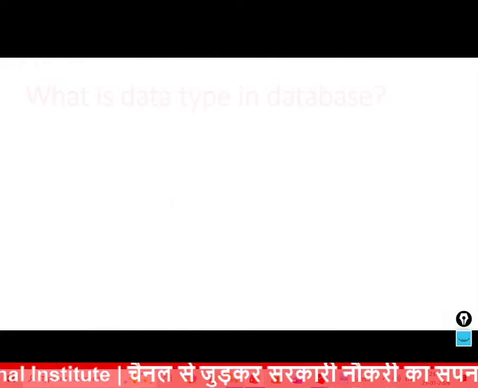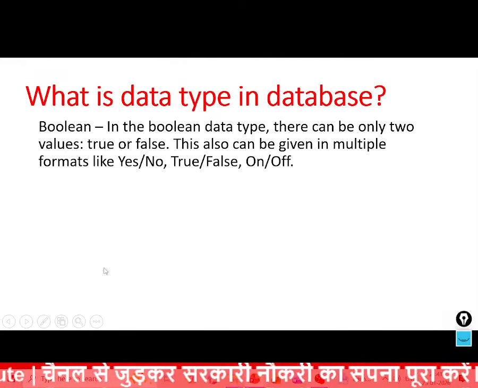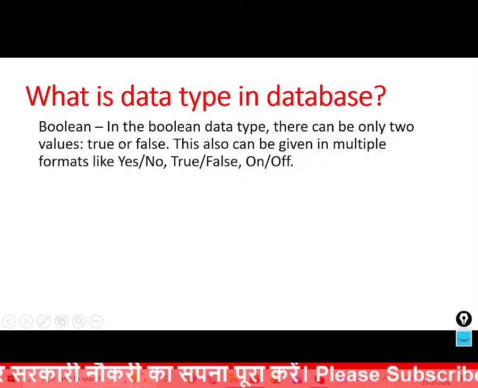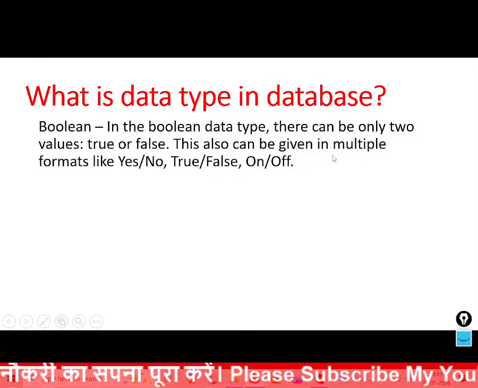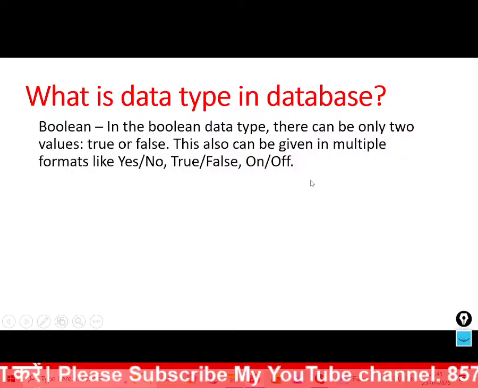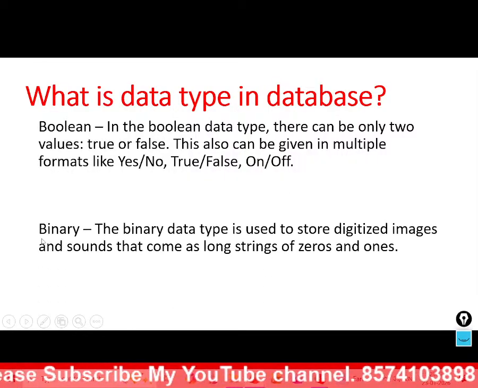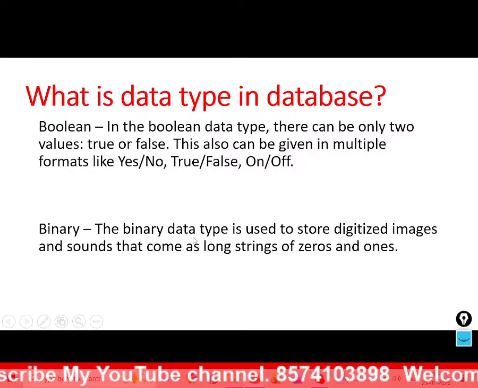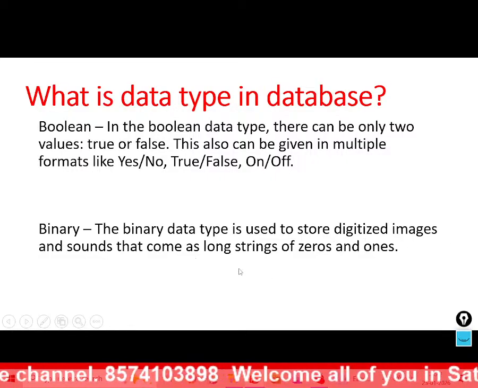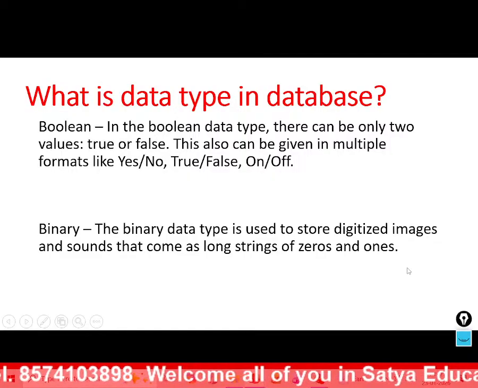Next data type is Boolean. In the Boolean data type, there can be only two values, true or false. This also can be given in multiple formats like yes, no, true, false, on, off. And now last is the binary data type. The binary data type is used to store digitized images and sounds that come as long strings of zeros and ones.